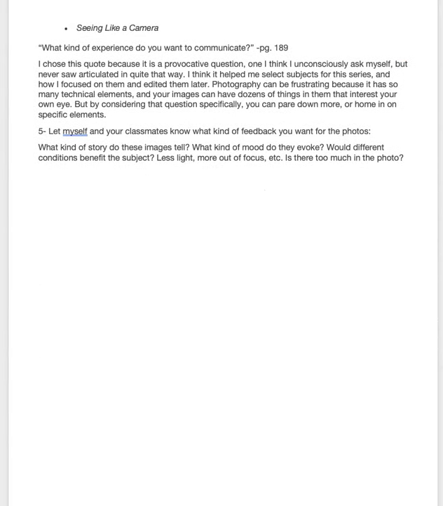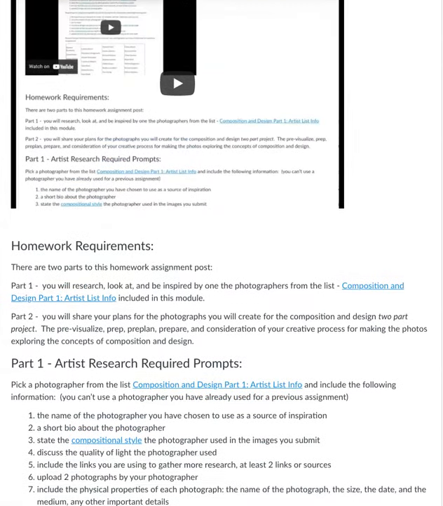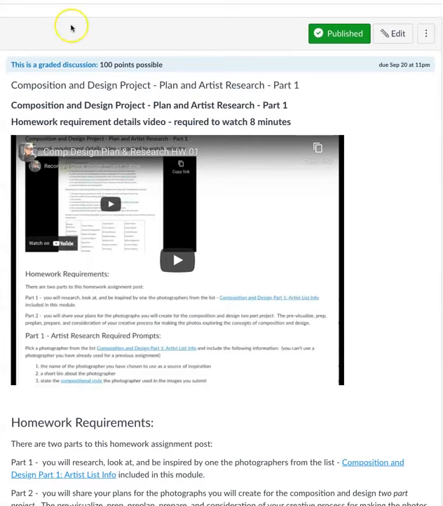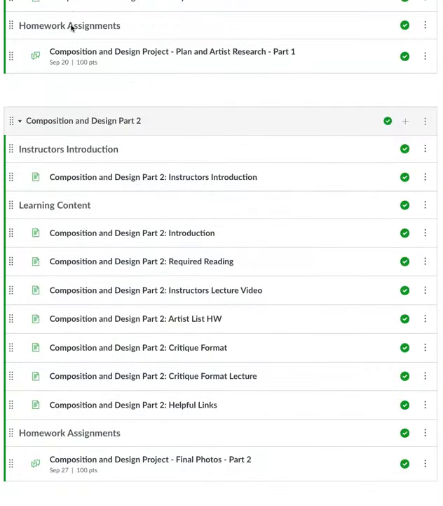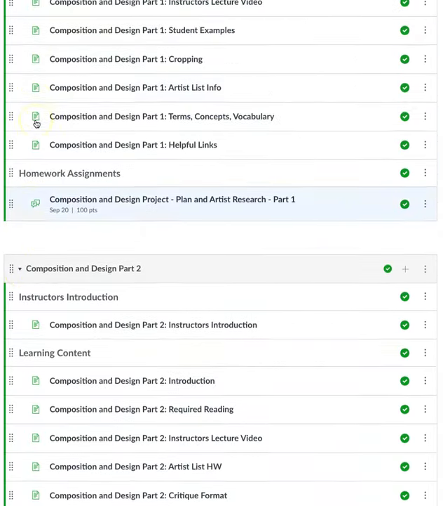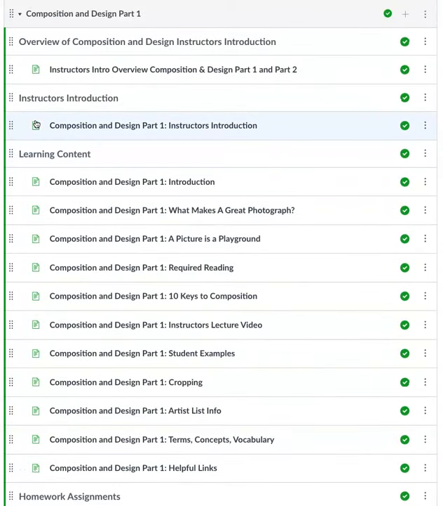So I'm aware that it's a lot of information. I hope that it's helpful information. I mean, I'm hoping that you have fun with these assignments, since composition and design has 2 parts and then it has 2 assignments, but they're kind of connected to each other.